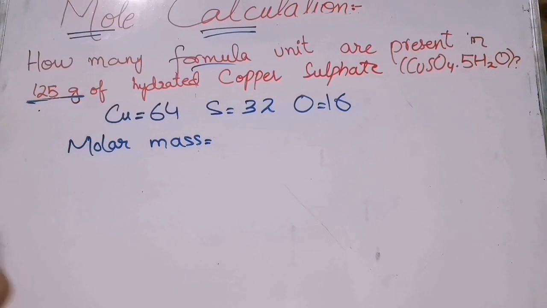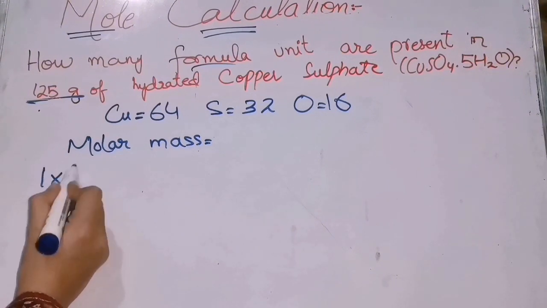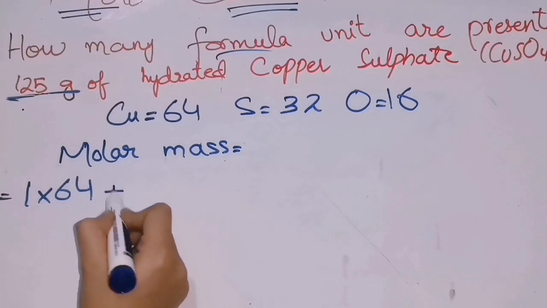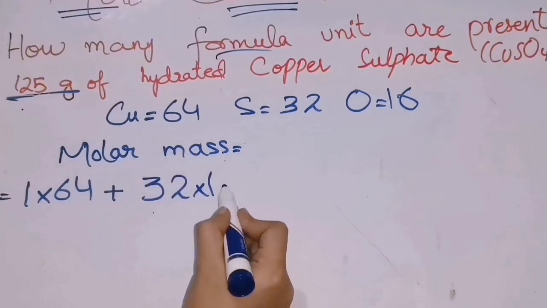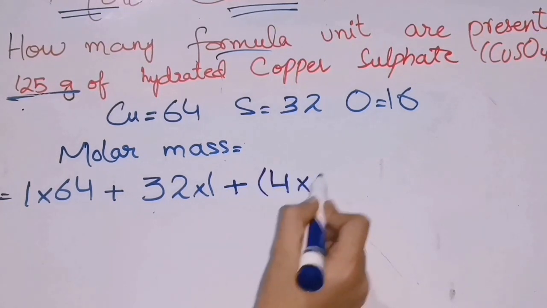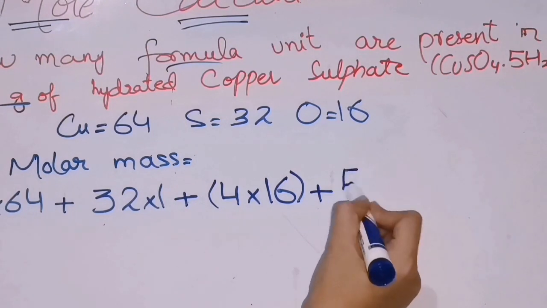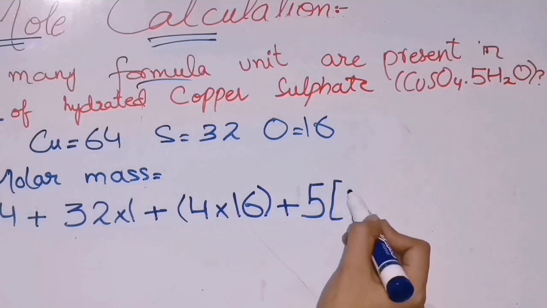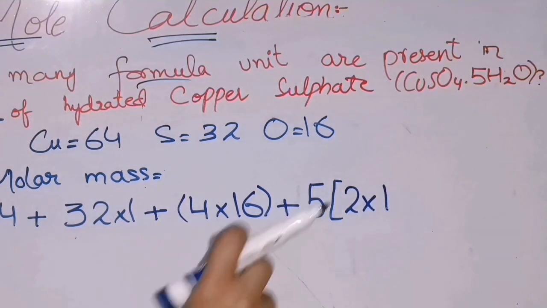So let's calculate the formula mass. We will start with copper. How many copper are present? 1. So 1 multiplied by 64. Then sulfur. How many sulfur are present? 1. Plus 32 multiplied by 1, or 1 multiplied by 32, plus oxygen. How many oxygens are present? 4. 4 multiplied by 16. Then plus sign and 5 of water molecule. After this we will write the number of hydrogens present, that are 2, multiplied by its atomic mass, that is 1.